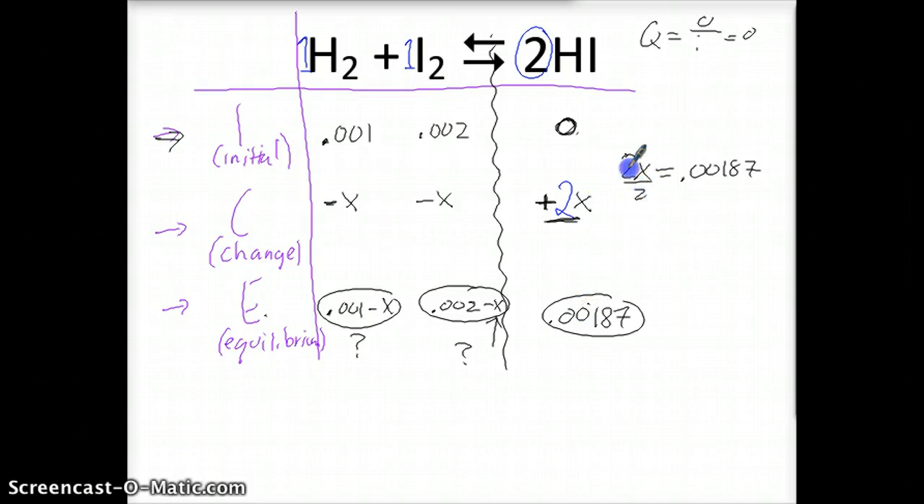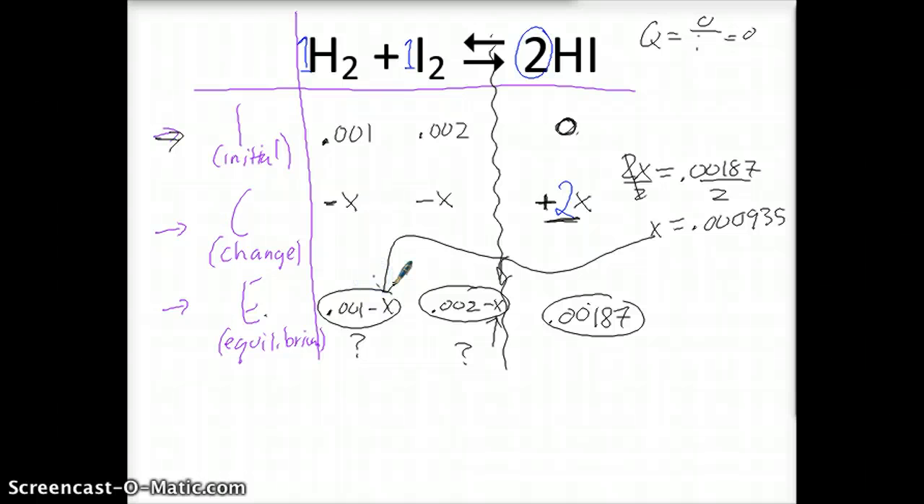So therefore, if I wanted to solve for X, I would just divide these by 2, and I would get a value of 0.000935. To get the concentrations of the other compounds at equilibrium, I just plug this value in for X here. So now I'm going to get 0.001 minus 0.000935 would give me 0.000065. I'm not doing scientific notation just for ease here. And this one is going to be 0.001065.